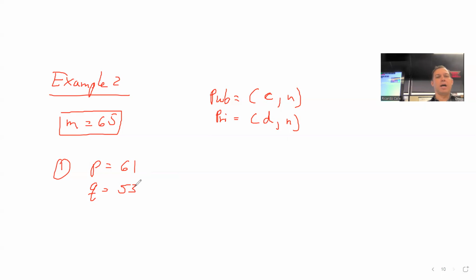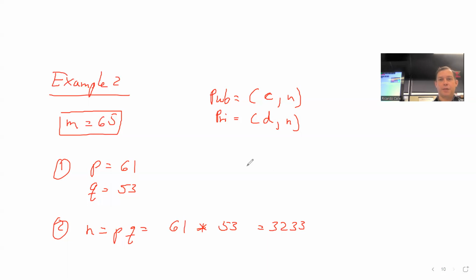And this is totally insecure. I mean, it's literally 61 and 53. All right, so let's do step number 2. We want to get N and phi, right? So let's do N. P times Q. So that's going to be what? 61 times 53. And that should be 3,233. Okay? Okay, guys?